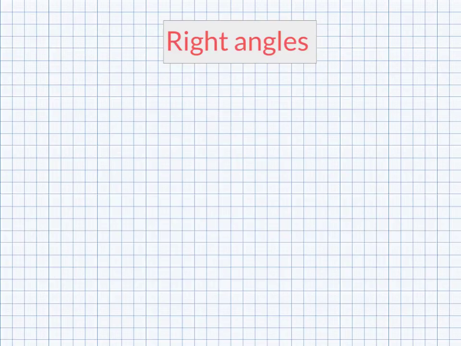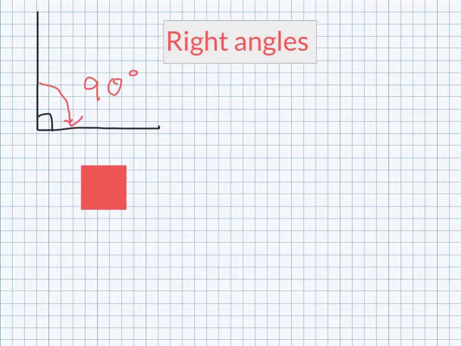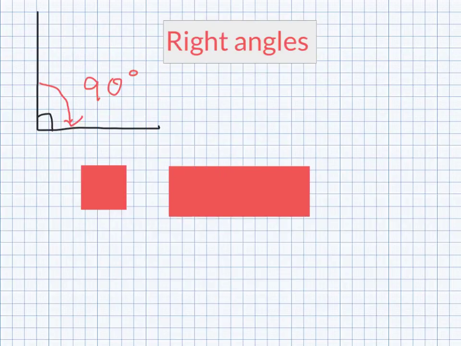Today we are going to be talking about right angles. A right angle is an angle that is exactly 90 degrees. So this right here is 90 degrees from the starting point. We can see right angles in shapes such as squares, rectangles, and right triangles.